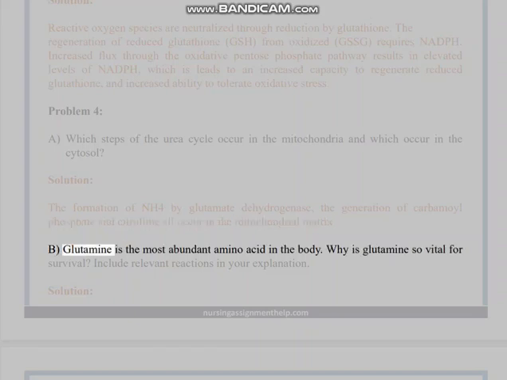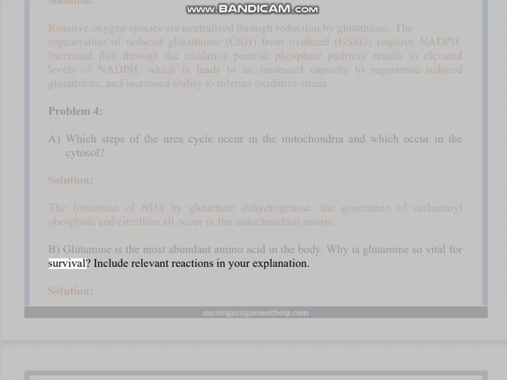B. Glutamine is the most abundant amino acid in the body. Why is glutamine so vital for survival? Include relevant reactions in your explanation.